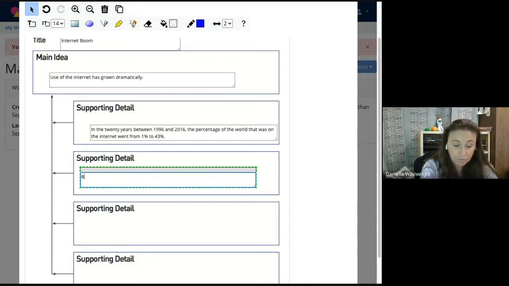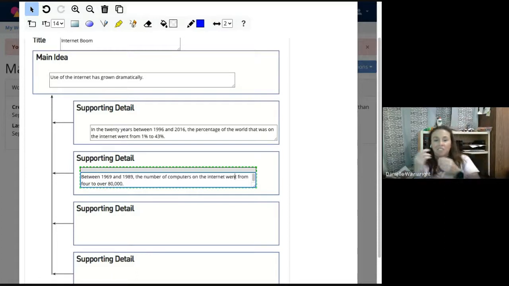So between 1969 and 1989, the number of computers on the internet went from 4 to over 80,000. And I look like I spelled something wrong. Oh yeah, I did. I spelled "went" wrong, y'all. Went from 4 to over 80,000. Okay, boom, done with these 2.